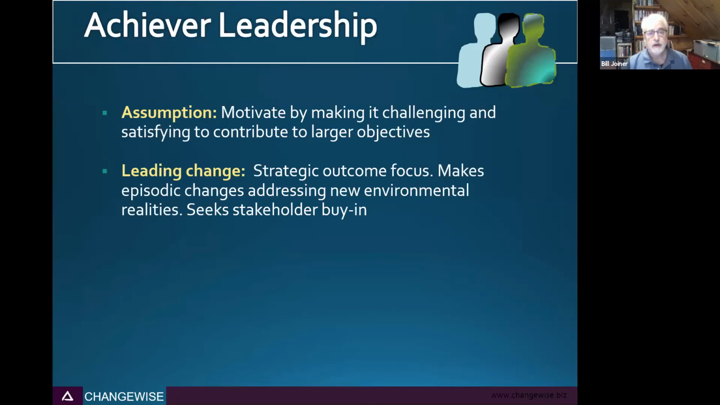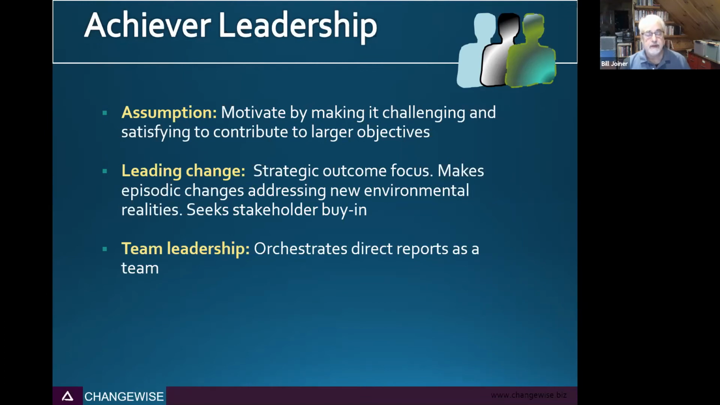And the other big difference between the achiever and the expert when it comes to leading change is that they really go after buy-in from stakeholders. Whether they use more of a selling approach or inclusive approach, they realize that, hey, I can't do this by myself. I've got to motivate other people, and getting stakeholder buy-in is a key part of that.